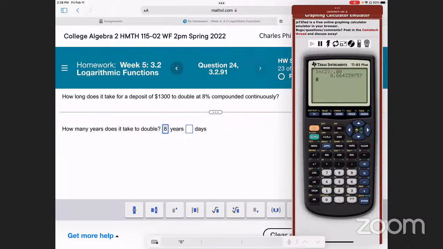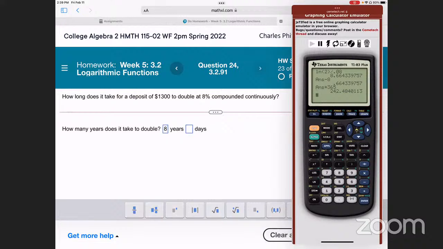We need to convert that 0.6643 and so on to days. First, I'm going to drop off the 8 by subtracting 8 so I can isolate that decimal. Now, if this is years, to convert from years to days, we multiply by 365. So I'm going to say that times 365, and that'll tell us a number of days. So 242 or 243. If you did rounding, it would be 242.